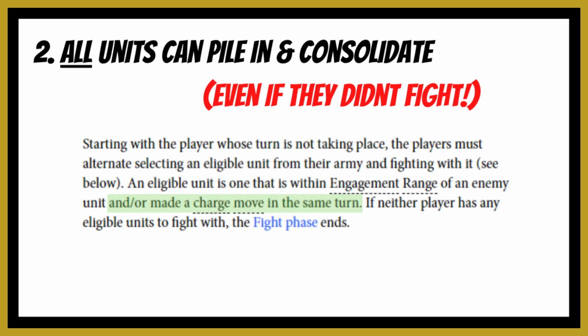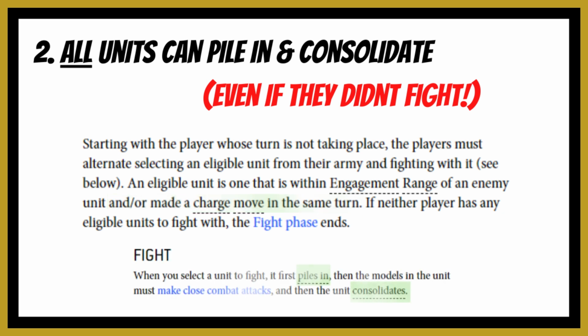So in the core rulebook, if you look up the fight phase, you'll see a paragraph that says an eligible unit is one that is within engagement range of an enemy unit and or made a charge move in this same turn. So the and or part is very important here, because in this case the Canoptic Wraiths made that charge move this turn, so therefore they're eligible to be selected to fight. Now another paragraph within the fight phase of the core rulebook, when you are selected to fight, it first piles in, then the models can make their close combat attacks, which they're not going to be doing in this case because the Dreadnought's already dead, and then the unit can consolidate.